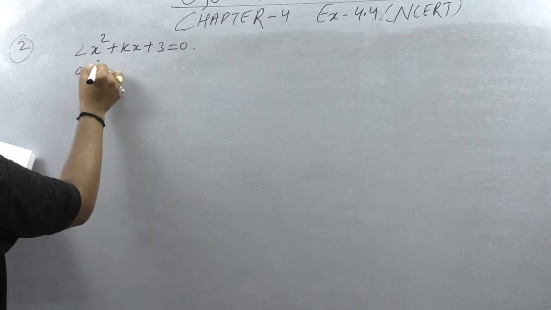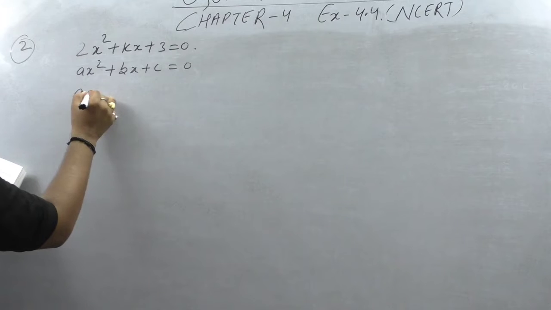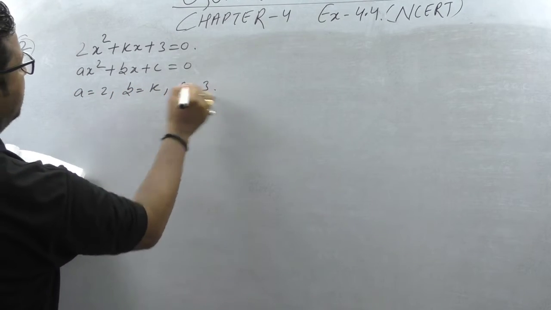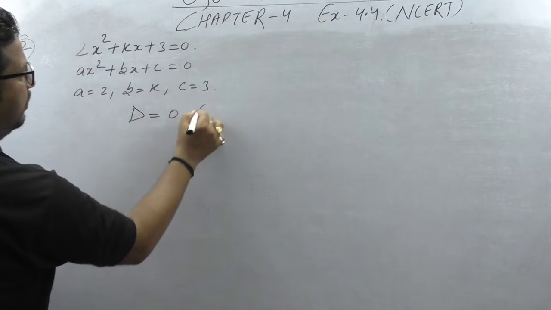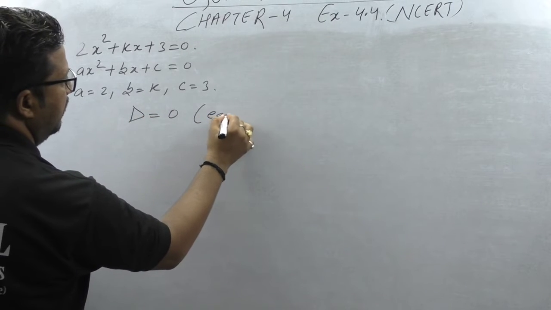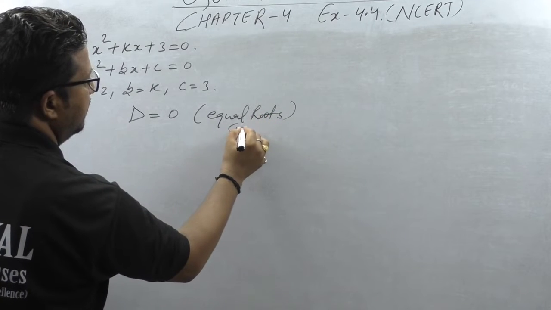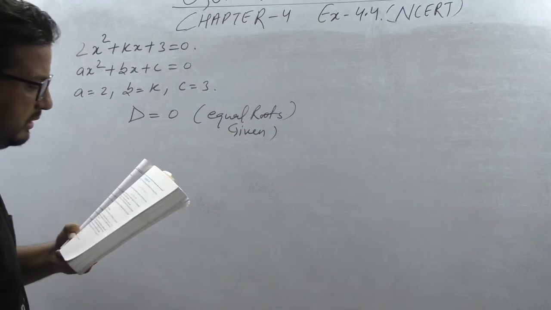Now you can compare with ax square plus bx plus c equal to 0. A value is how much? 2. B value is how much? k. And c value is how much? 3. Alright, now in the question it is already given equal roots. So we know the condition for equal roots: D is equal to 0.